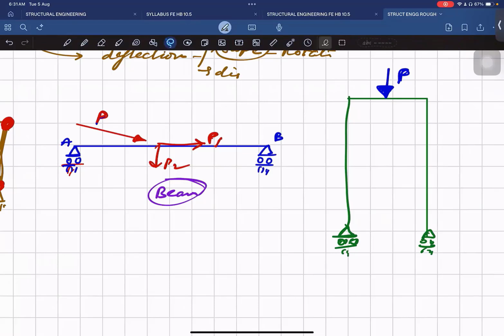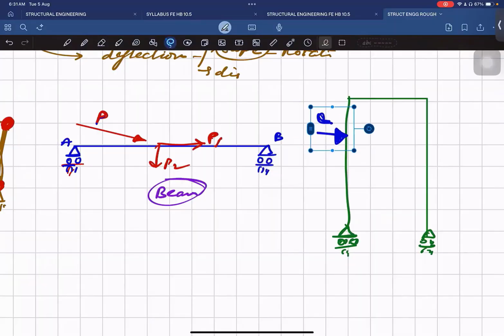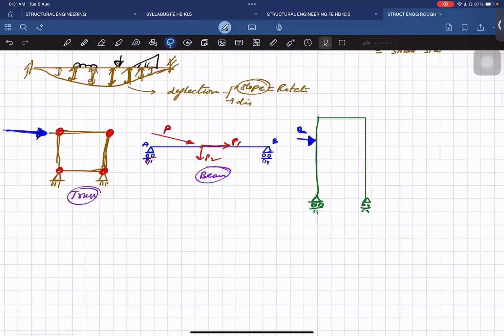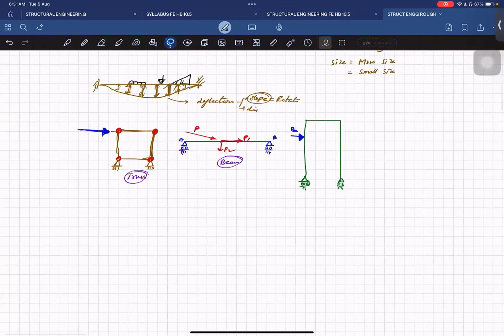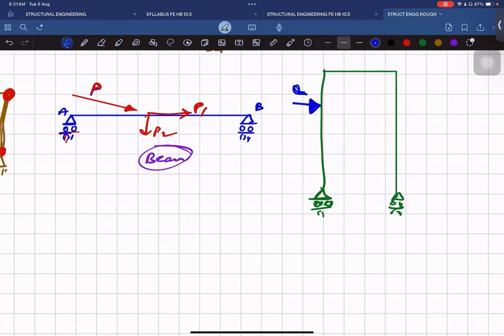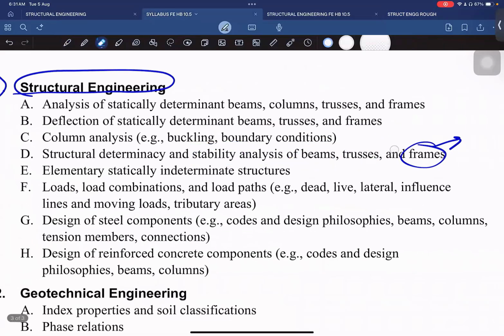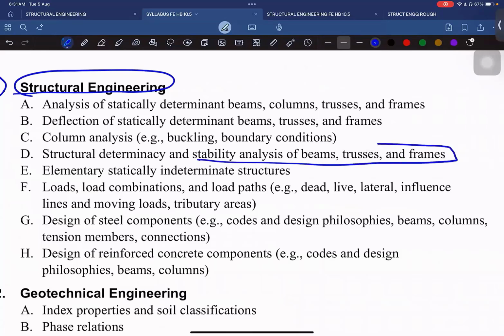Instead of this, if my load is something like this, now tell me, is it a stable frame or an unstable frame? Unstable. Why? Because since the load is acting in this direction, the frame will run away. So this is all about the next topic, the stability analysis of beams, trusses, and frames. I have given you very simple examples, but there are level 2 and level 3 methods of checking whether a beam or truss is stable or not. We'll see it.